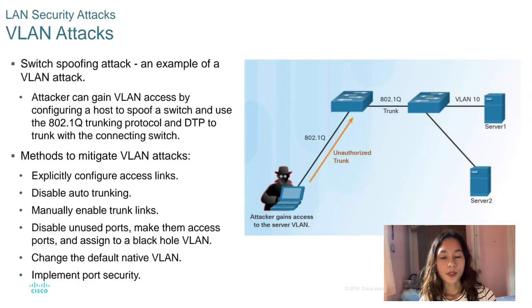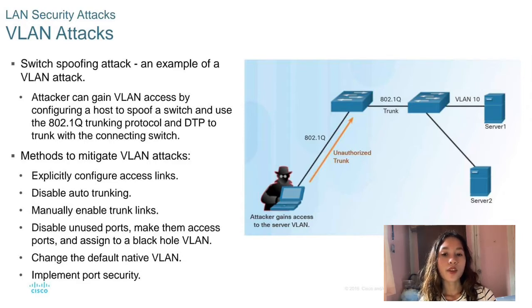VLAN attacks. Switch spoofing attack. An example of a VLAN attack. Attacker can gain VLAN access by configuring a host to spoof a switch and use the 802.1Q trunking protocol and DTP to trunk with a connecting switch.